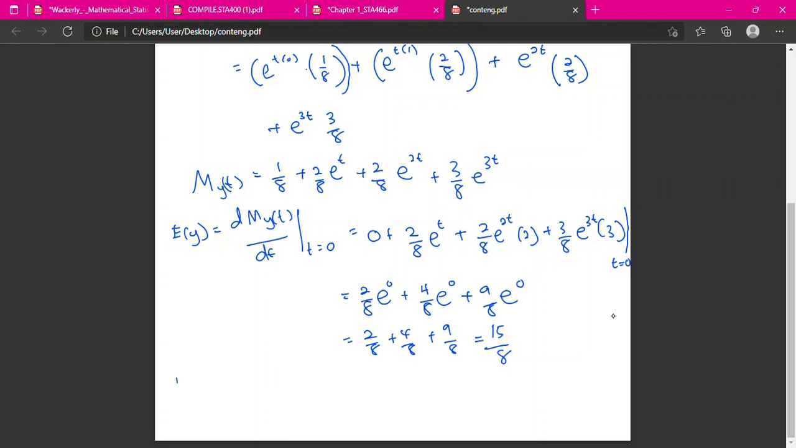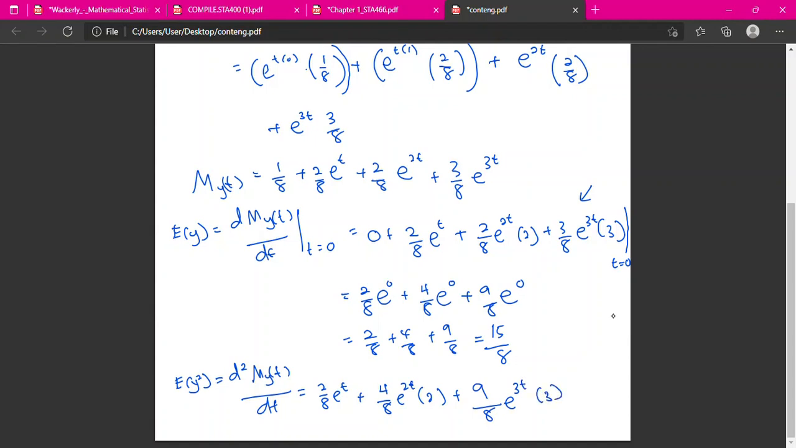So kalau nak dapatkan expected of y square, we need to do the second derivative. Means that yang ni first derivative tadi, this part first derivative, so kena differentiate lagi sekali untuk dapatkan second derivative. So differentiatekan 0 akan dapat 0 lah, differentiatekan 2 over 8 e t, akan dapat 2 over 8 e t. Okay, differentiatekan 4 over 8 e to t, akan dapat 4 over 8 e to t multiply 2 plus differentiate 9 over 8 e3t, you akan dapat 9 over 8 e3t multiply 3. Then remember, not to forget to replace t with 0.